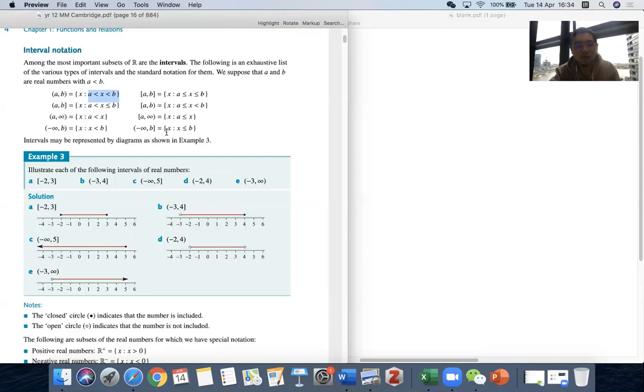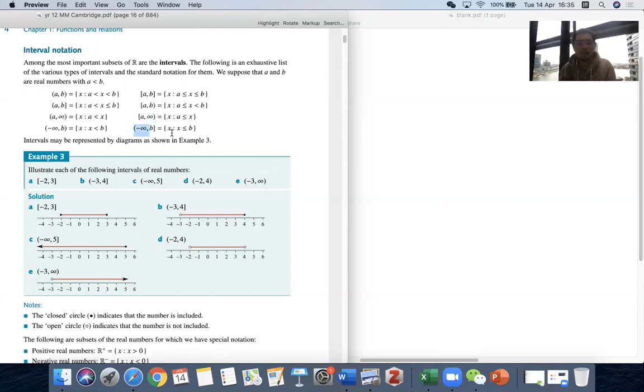And for the square brackets, which is over here, it means x is less than or equal to b. Okay? And another thing is for positive or negative infinity. So both of them use small brackets. Okay? For them, it's small brackets.